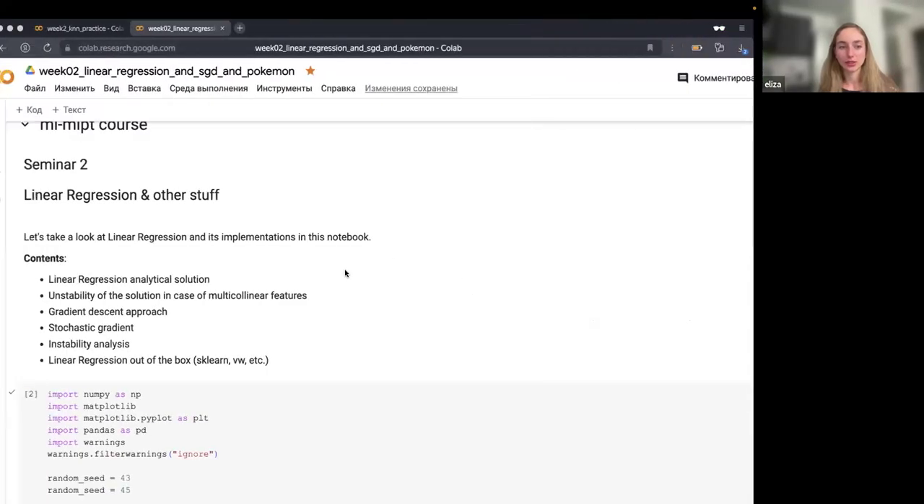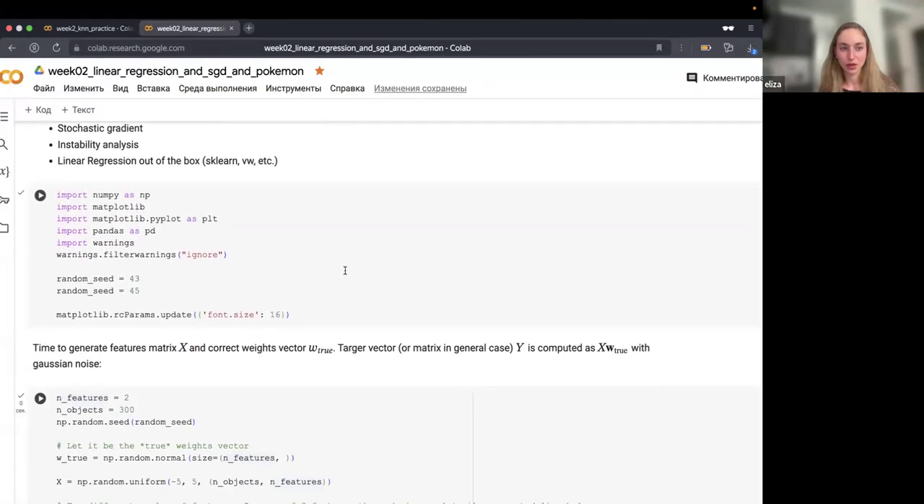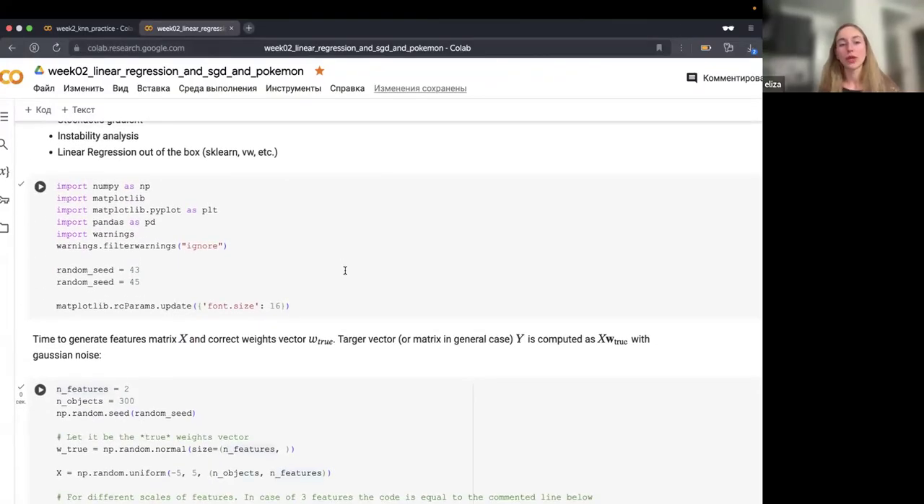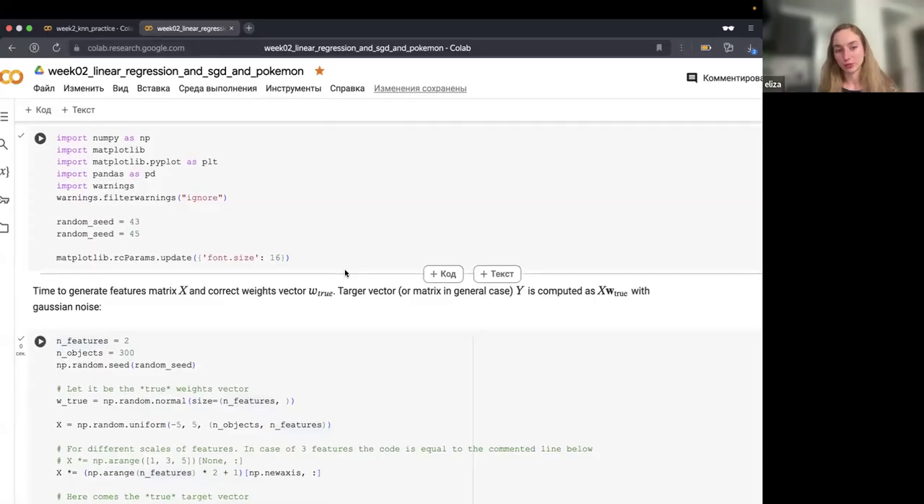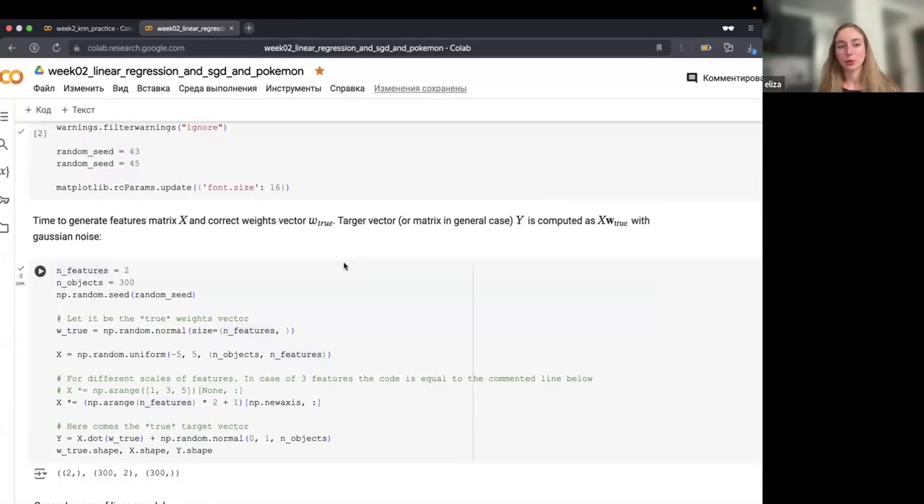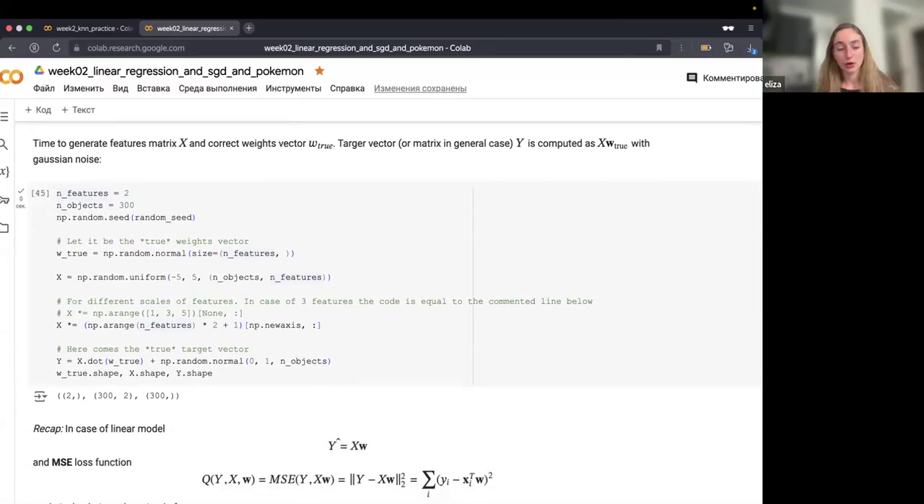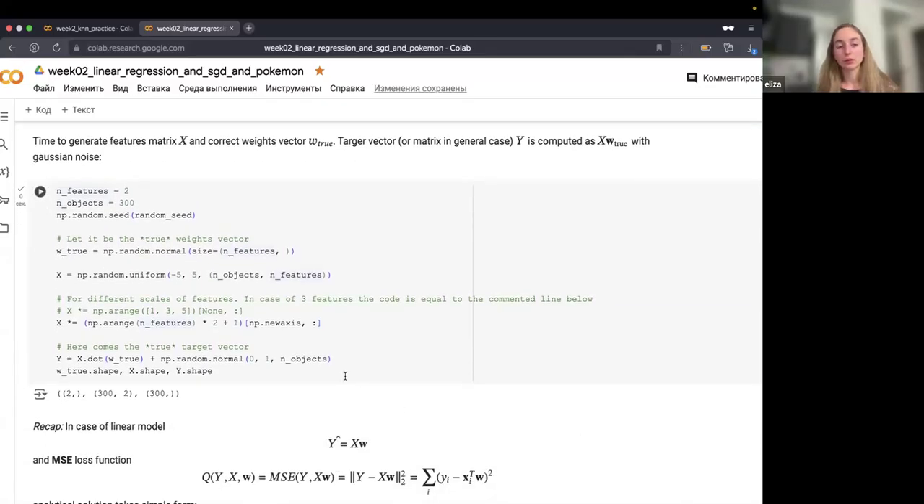Okay, let's try to see our notebook. We will generate synthetic data, and we want to discover the behavior of the linear regression algorithm, and we will consider the regularization problem, and next consider the gradient descent method and stochastic gradient descent.